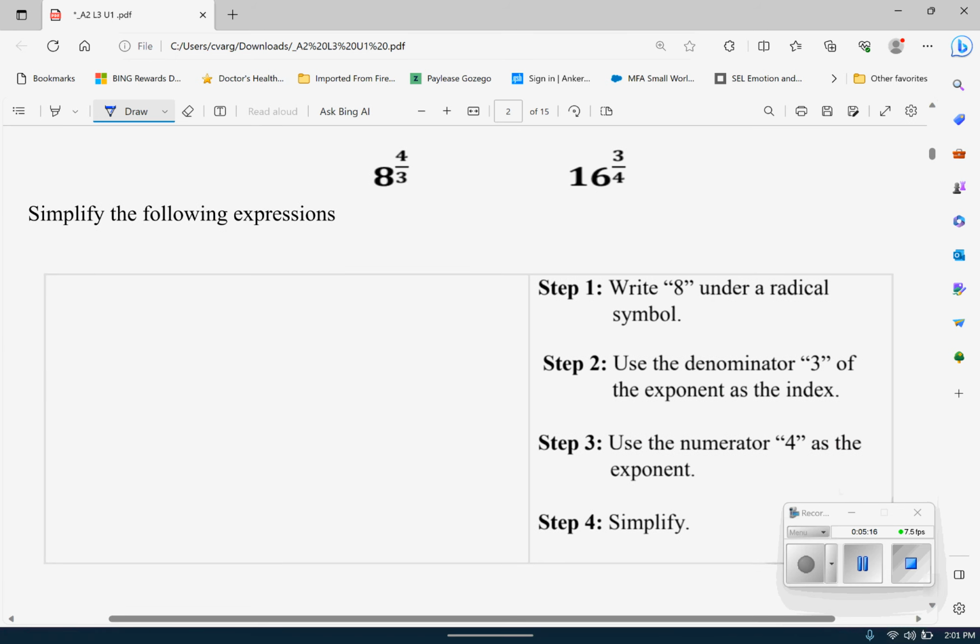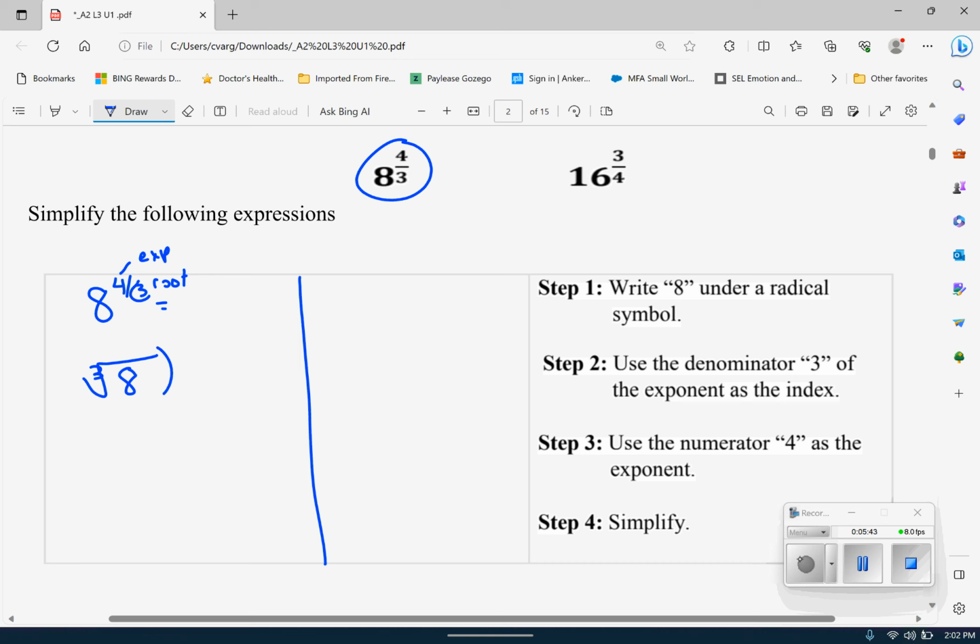Okay, so first one. Simplify the following expressions. So we have, let's split this into 2. If we have 8 to the 4 over 3, remember that's the same thing as: the bottom number is our root, so it's the cube root of 8, and this top number is our exponent, so we're going to put it to the 4th power.